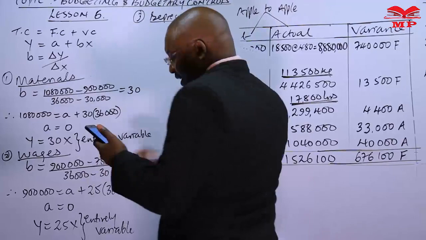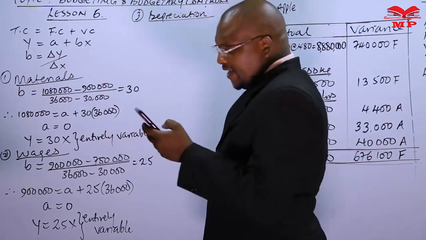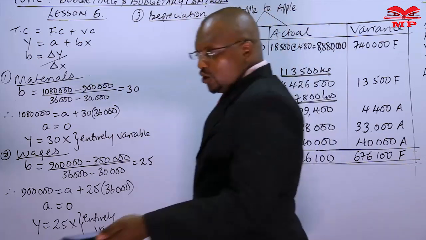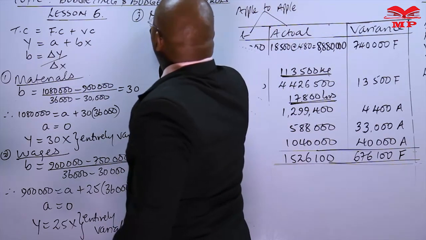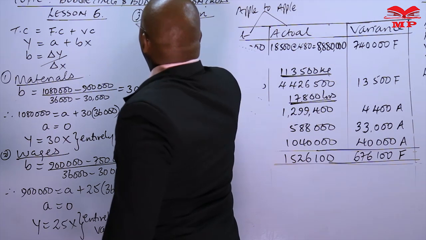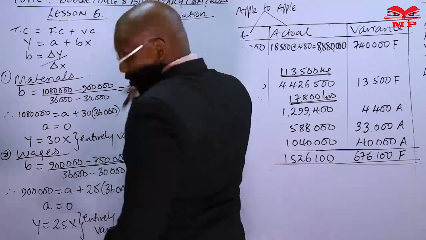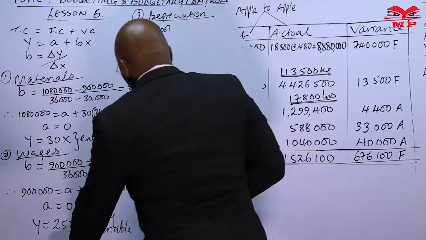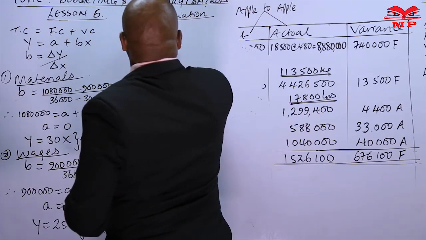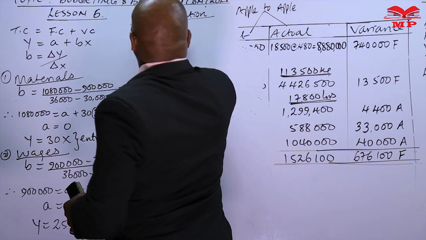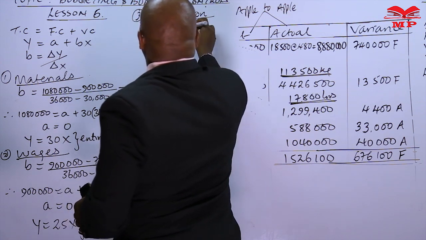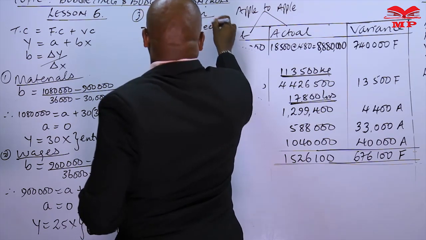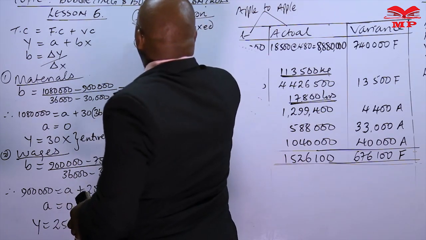Now, depreciation, there is no change. At all the levels of production, 30, 33, and 36, there is no change. So therefore, the whole of this is a fixed cost, or you can say it is entirely fixed because it's not changing.